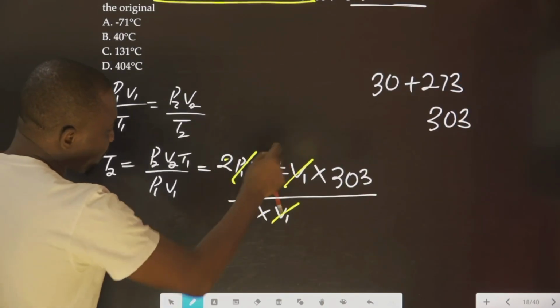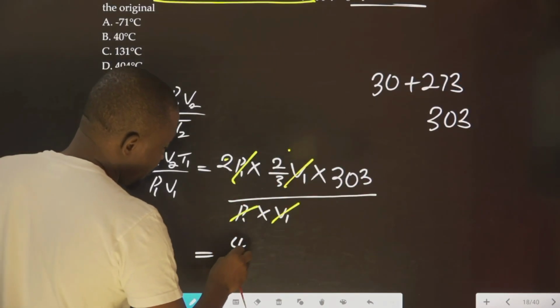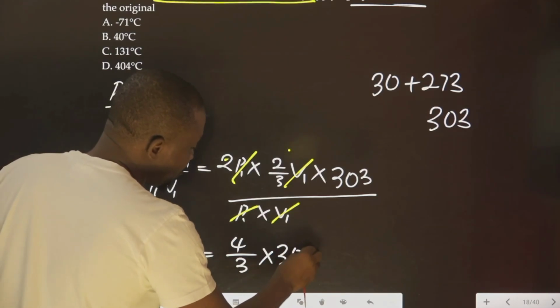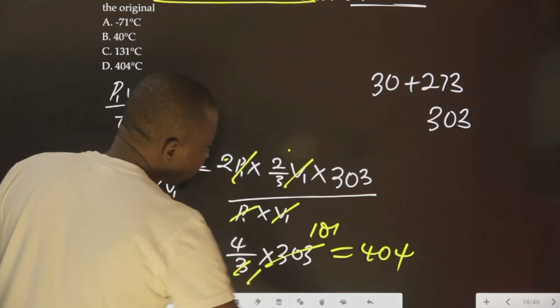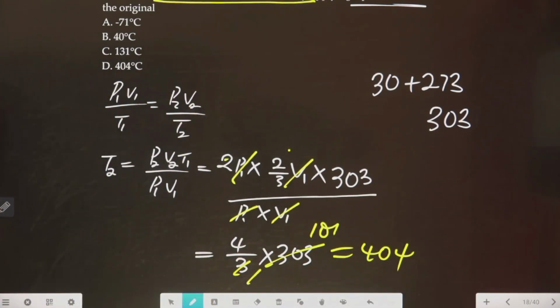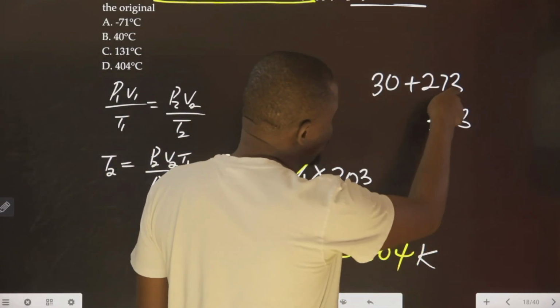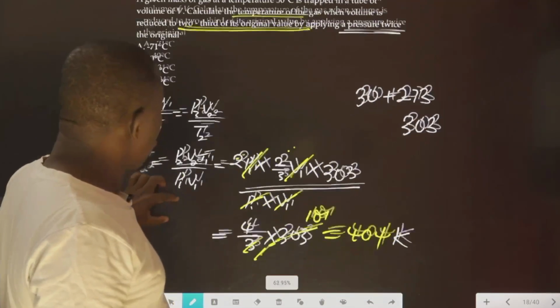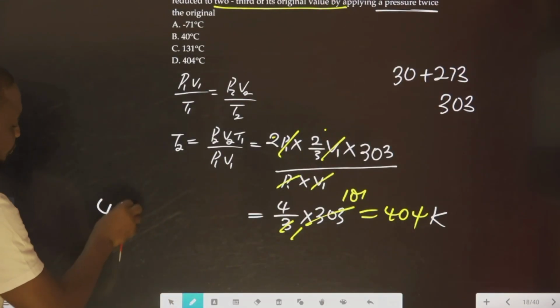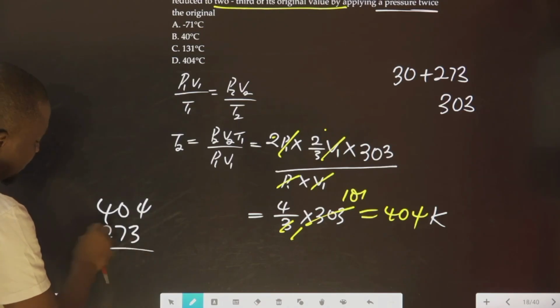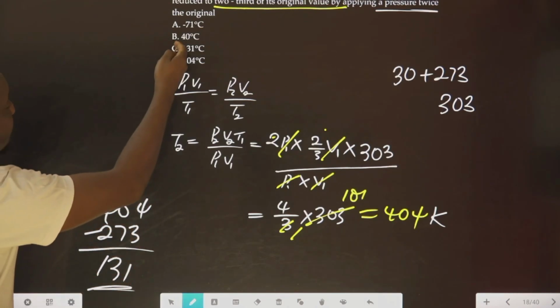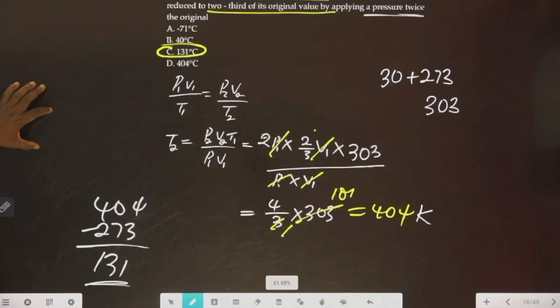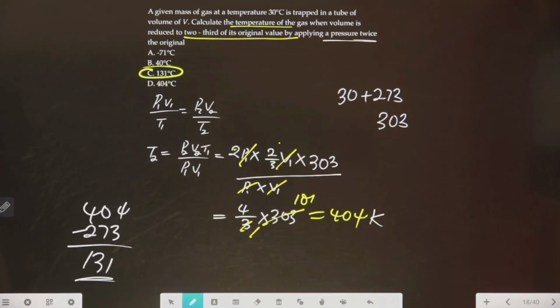This becomes 4 over 3 multiplied by 303. 3 here, 1, 3 here is 101. This will give us 404. Okay? So with this 404 now, temperature is still in Kelvin because we converted the original to Kelvin. Therefore, we remove 273 from this. 404 minus 273, just to convert it back to Celsius. And you agree with me, if you subtract this now, you're going to have 131. So therefore, this is the answer. That is 131.